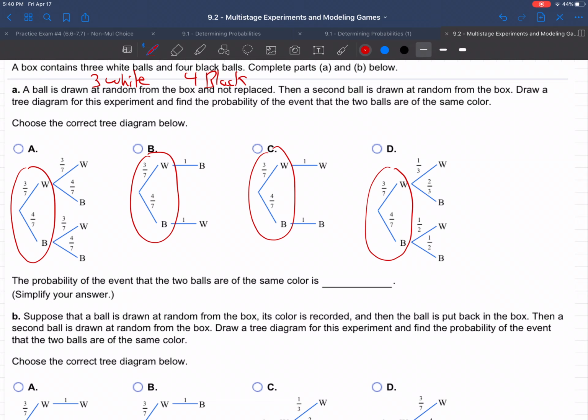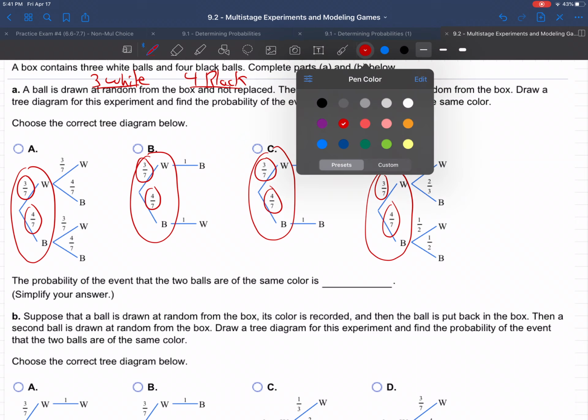Well, there's a 3/7 chance you're going to get white because there's 3 white and 4 black. So when you first draw out of the box, 3 out of 7 are white, 4 out of 7 are black. Those are all correct. They all have that right. But what's going to happen on the second draw? That's where things really get interesting.